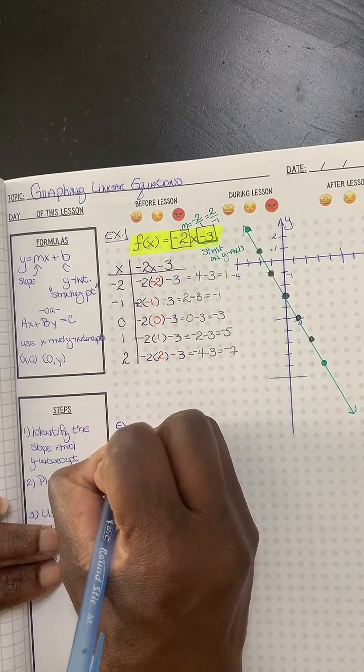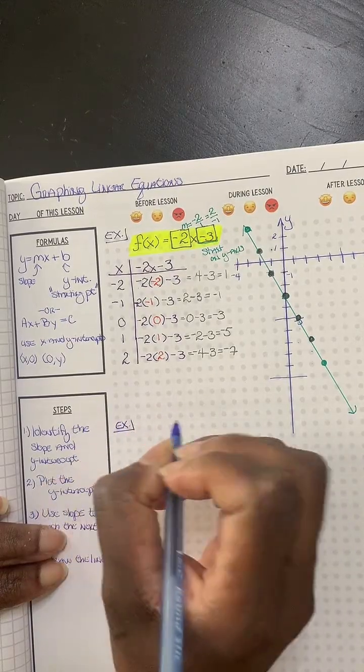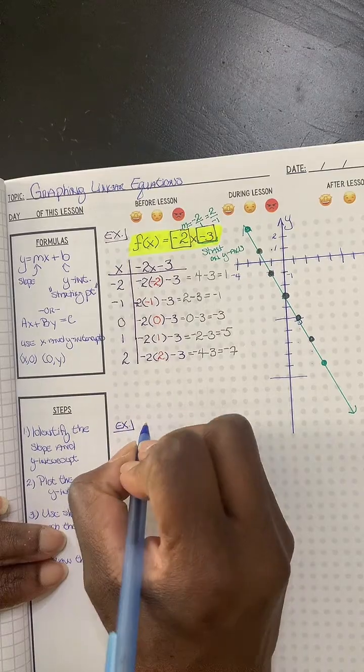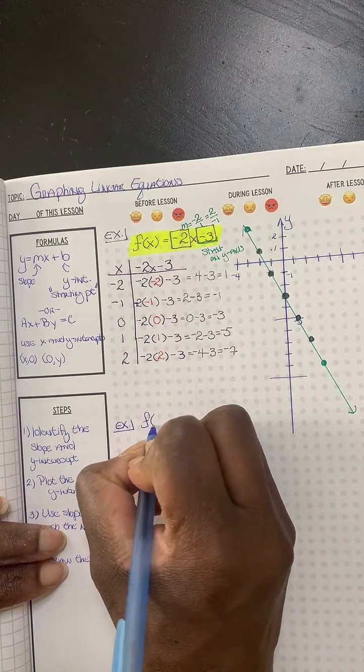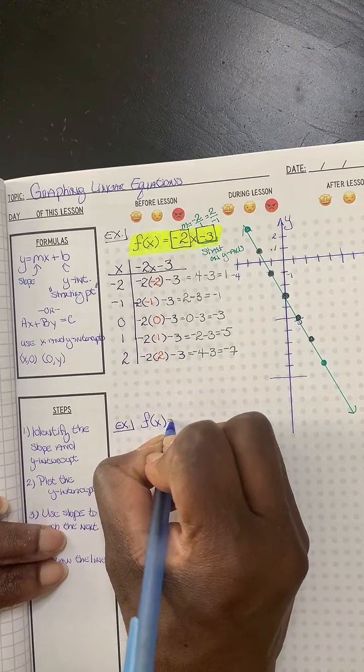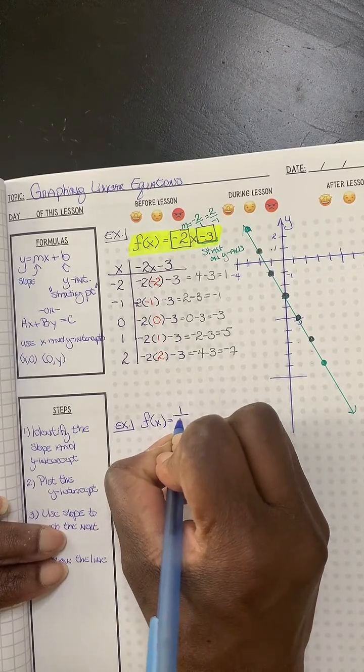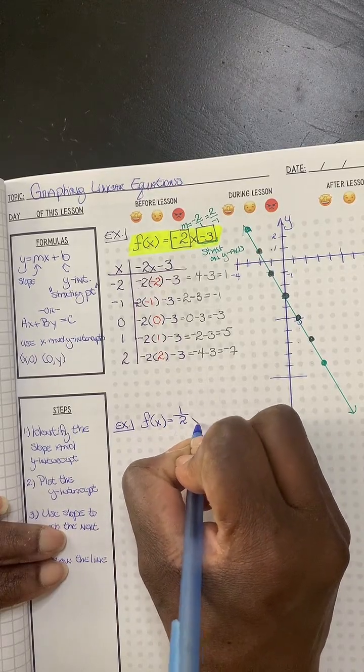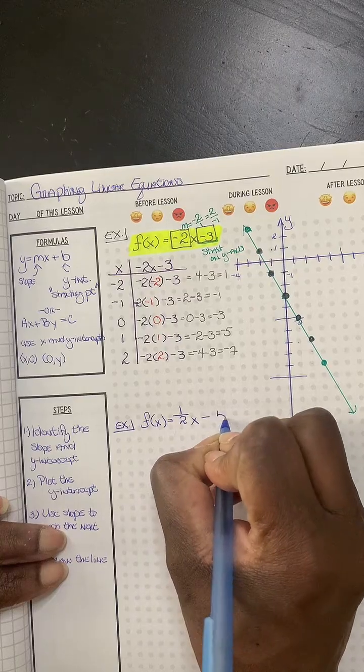So we got my example. And let's say we have f of x is equal to 1/2 x. You're probably like, what? It's okay. Minus 5.